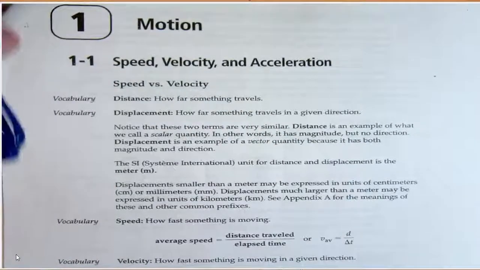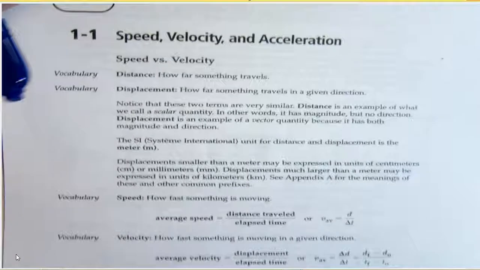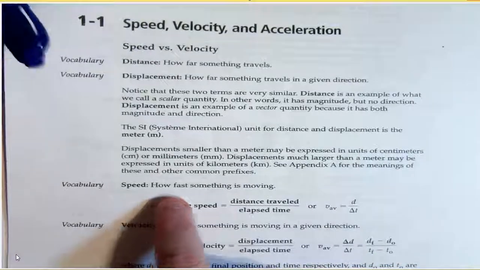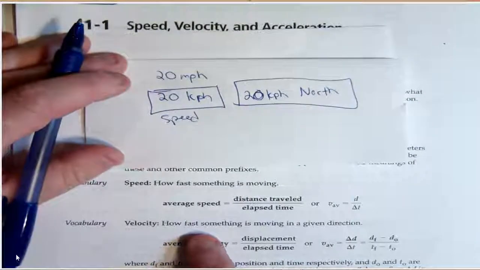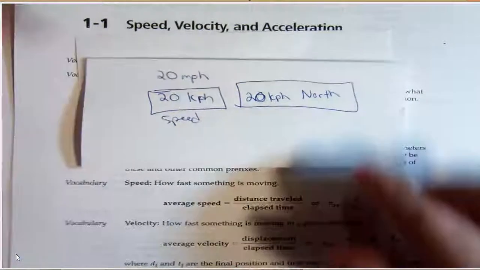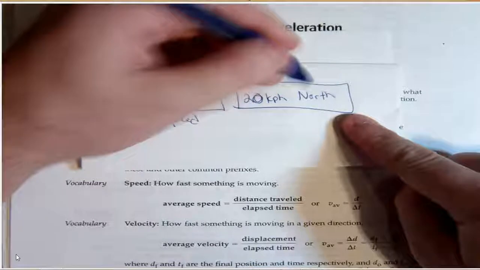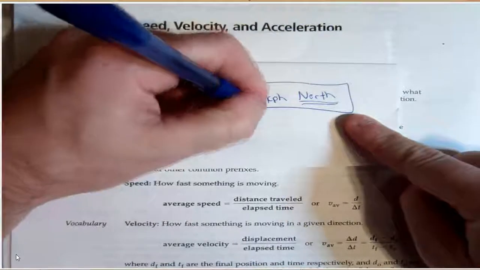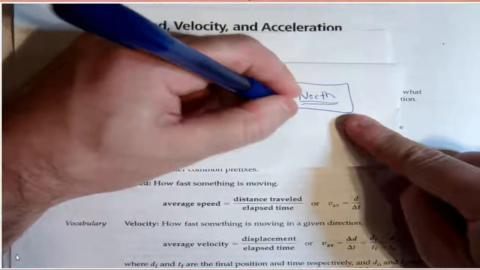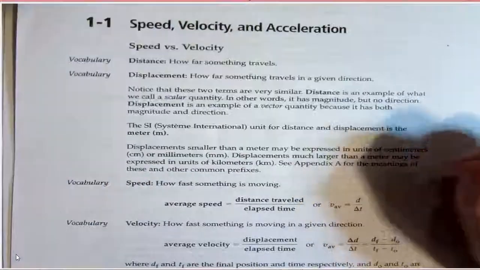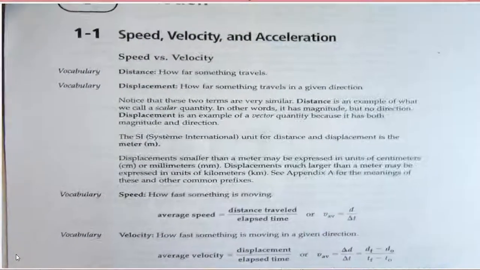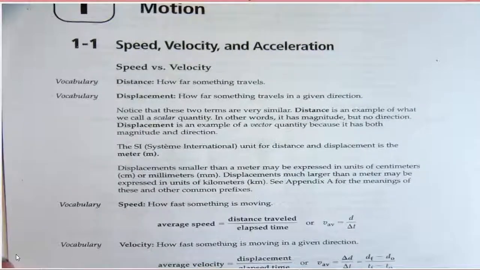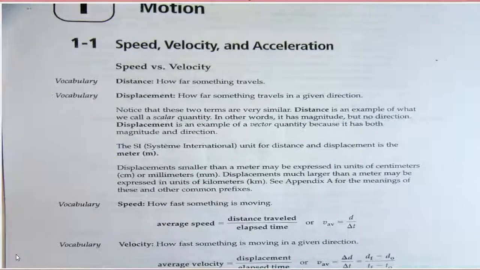If we look a little bit lower, speed is how fast something is moving. As our example said, 20 miles an hour. Velocity is how fast something is moving in a given direction. So 20 miles an hour north. This is really what makes a velocity. Okay, so let's look at these formulas. We're going to jump around a tiny bit, but that's okay.